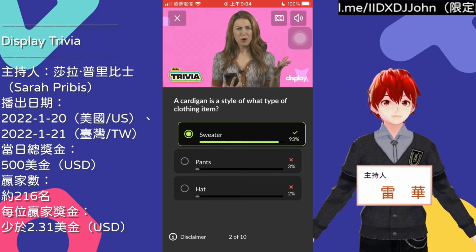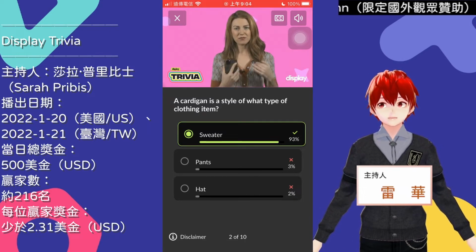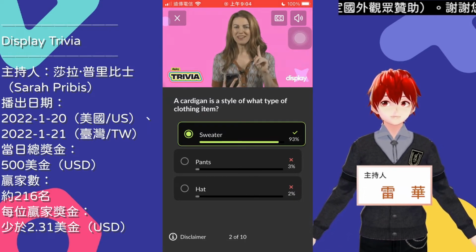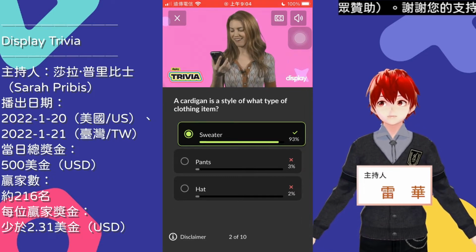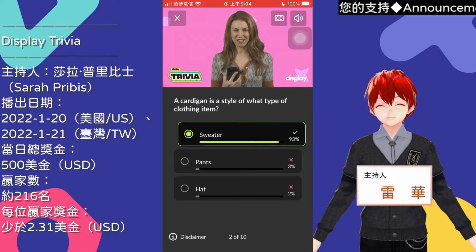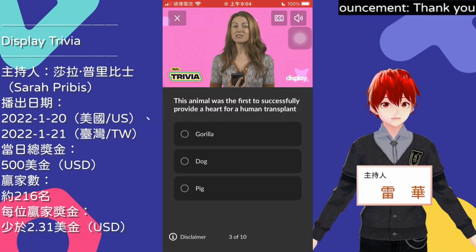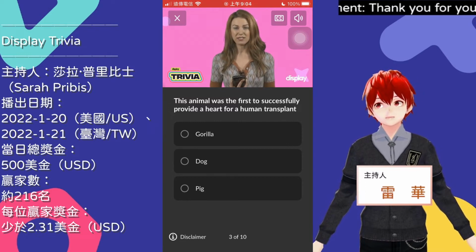This cardigan, again, wow, can't believe I didn't know about this, is a type of sweater that buttons up the front. Finally, a way to get warmer without messing up my hair. 93% of you knew it from Taylor or not. Doesn't matter. Q3. This animal was the first to successfully provide a heart for a human transplant.